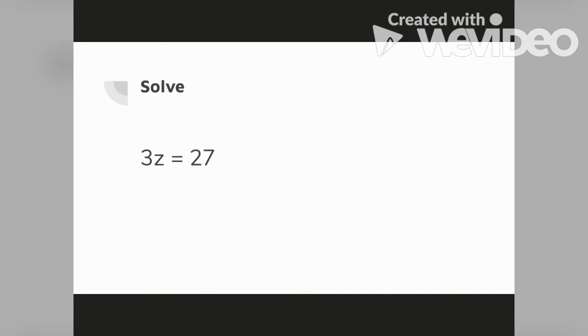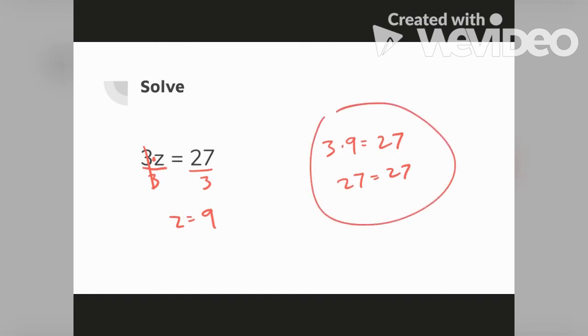Let's check your work. So here we have 3 times z equals 27. So we're going to do the inverse. We're going to divide by 3. What we do to one side, we do to the other. And so z equals, what's 27 divided by 3? It equals 9. Check your work. 3 times 9 equals 27. 27 equals 27. And again, this step here is vital.